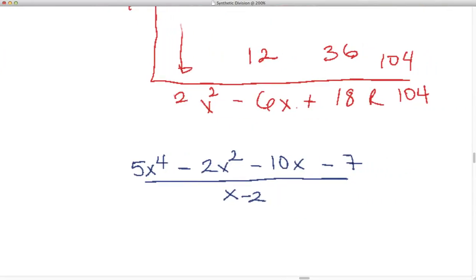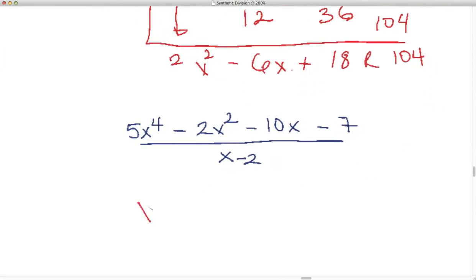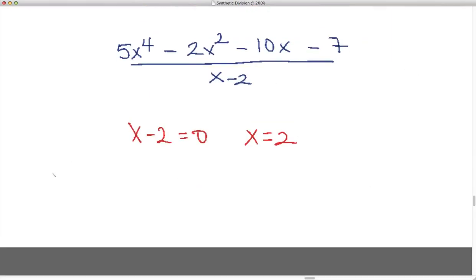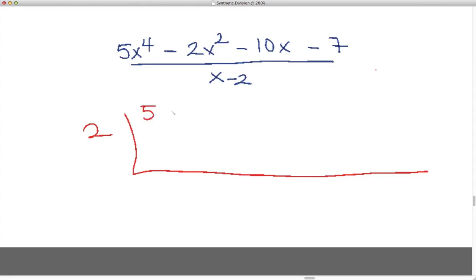Let's try this one. Hopefully this one works a little bit neater. If we set it equal to 0, we know it's going to be x equals 2. So we put the 2 out front and write down the coefficients. Here we do have some powers that are missing. We have 0 for the x cubed, then minus 2, minus 10, and then 7 for the constant. Bring the 5 down.